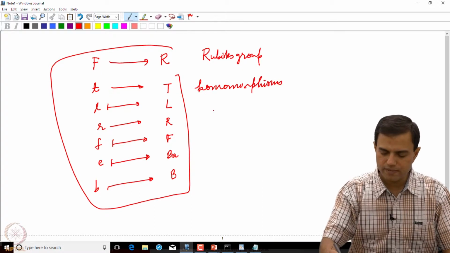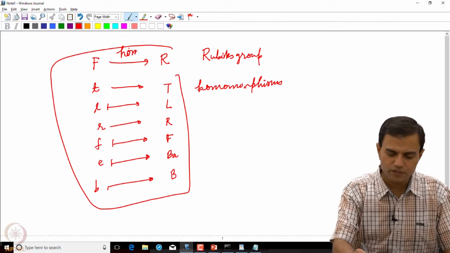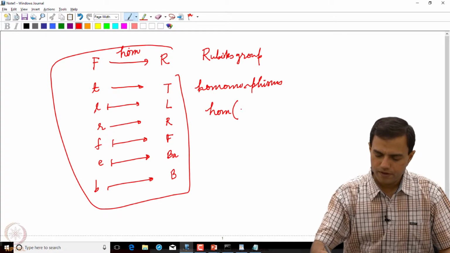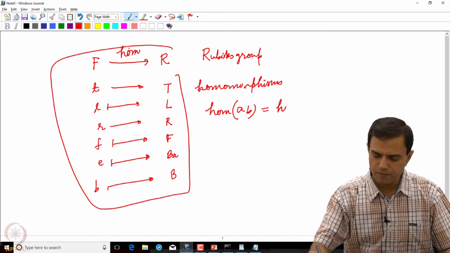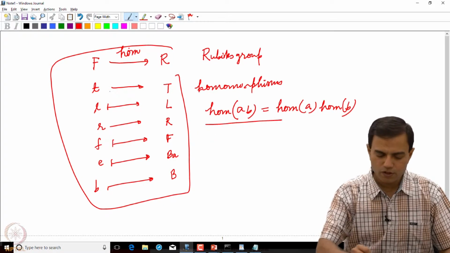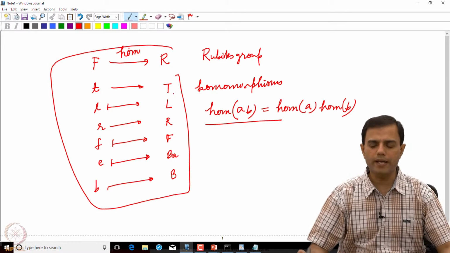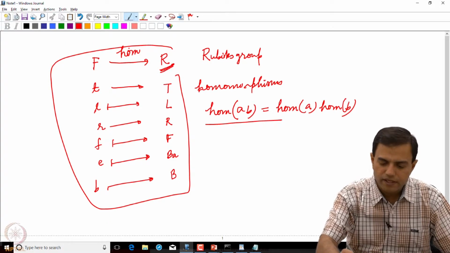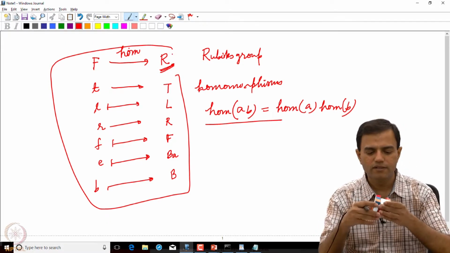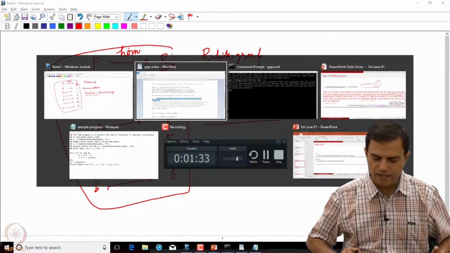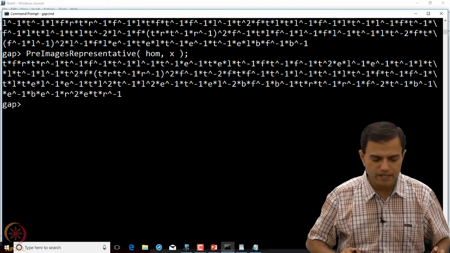And as you would recall, suppose this is denoted by hom, then hom of AB is the same as hom A times hom B. For that reason, T squared will automatically map to the square of the image of T. So I have defined this, and now I pick an element here. What is an element here? An element here is a state of the Rubik's cube, some random state of the Rubik's cube. That's where I had picked a random element.